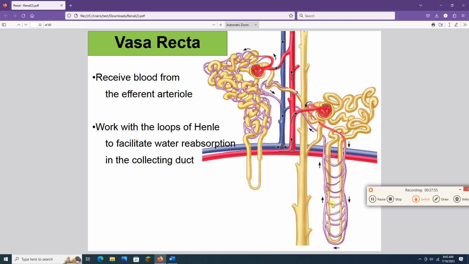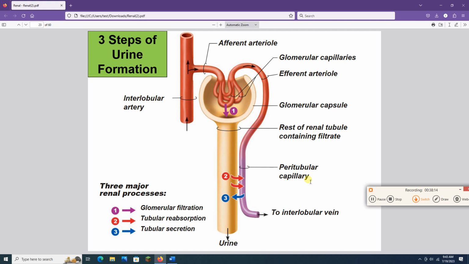All right, there's also the set of capillaries around the nephron loop, or loop of Henle. Those are called the vasa recta. Somebody thought they looked like straight vessels under the scope. And those are going to help me do water reabsorption if I need to, if I'm dehydrated, in my collecting duct.